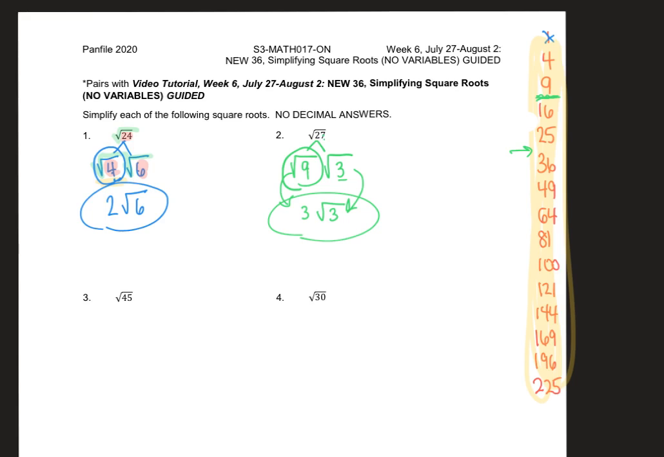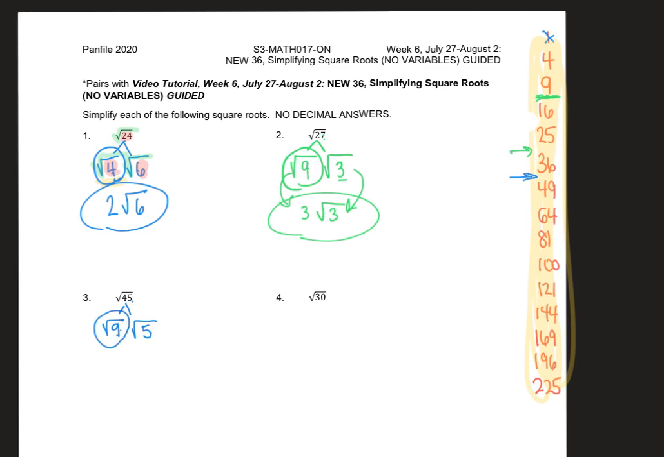All right, let's look at 45. So 45 falls right here. So now I need to think, okay, does 36 divide into it? No. 25? No. 16? No. 9. Again, it's a 9. So it's the square root of 9. 45 divided by 9 gives me this other one. And what's my other factor? It's 5. 9 times 5 gives me 45.